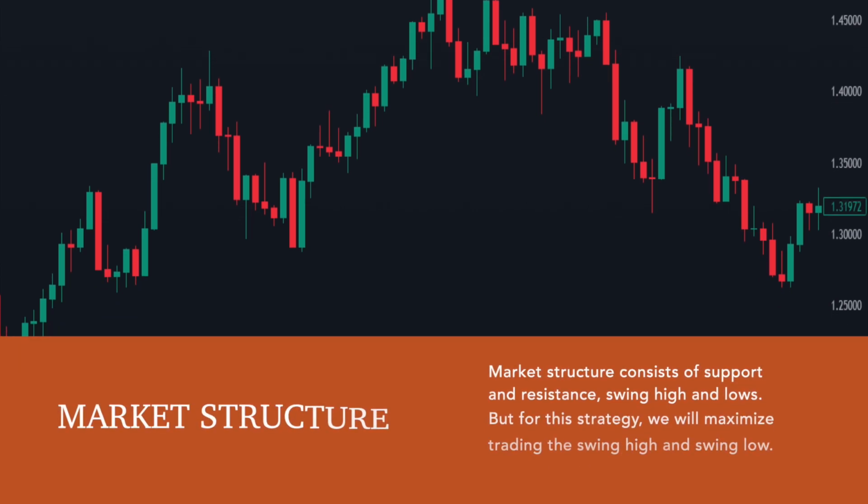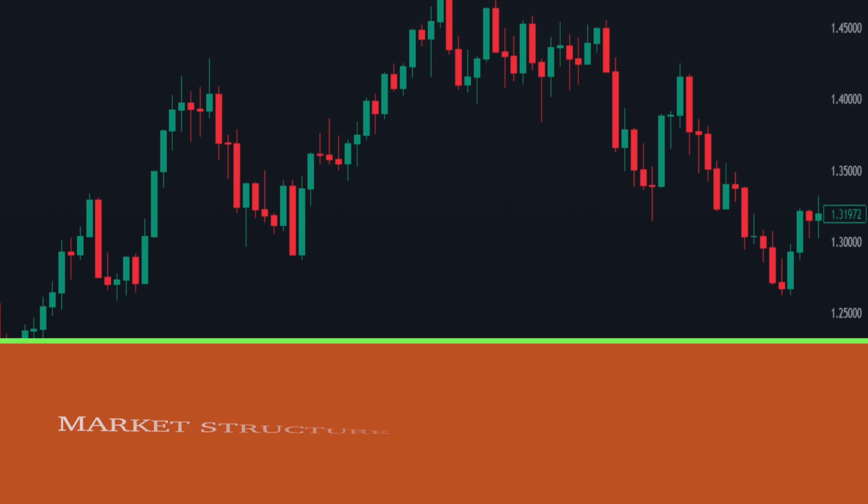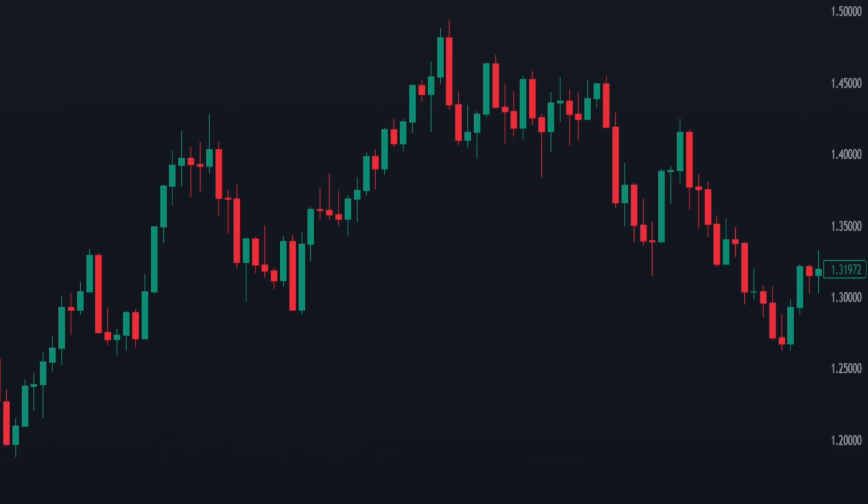Market structure consists of support and resistance, swing highs and lows, but for this strategy, we will maximize trading the swing high and swing low. But first, let me demonstrate what these are. I want you to understand the market structure because this is the concept in technical analysis that you can't shrug off. Whatever time you jump in, you can always see these and you can always use these.